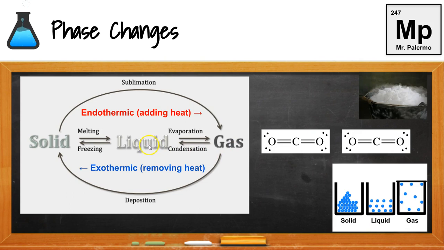If we continue to remove heat, these atoms and molecules start to slow down even more, and it goes from a liquid to a solid, which is called freezing. The opposite of sublimation is going directly from a gas to a solid. And so by cooling, exothermic, removing heat, going from a gas to a solid is called deposition.